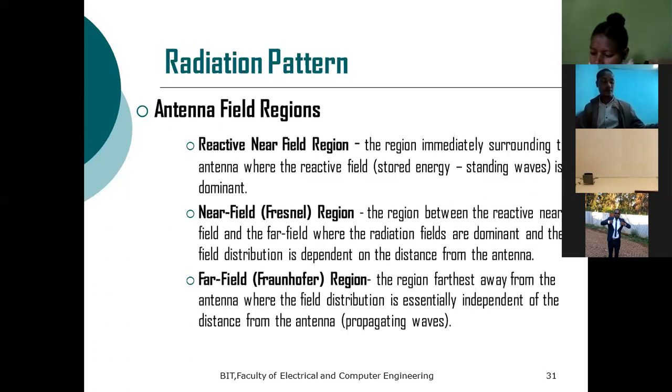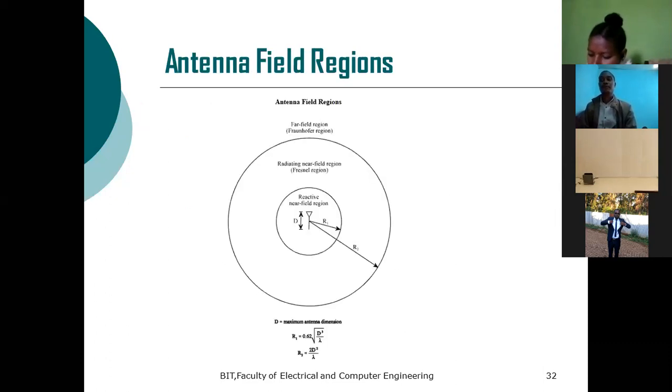If we have these 3 antenna field regions, how can we clearly demarcate them? How is that possible? Here it is. It is possible to express these 3 regions in terms of the antenna dimension, that is, the dimension of the radiating element.